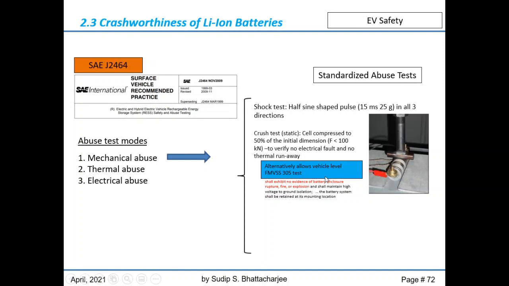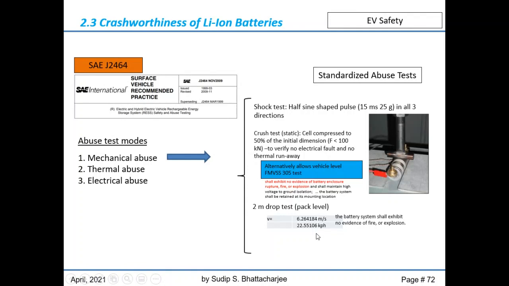It also gives an alternative way of verifying the system for a vehicle: run the FMVSS 305 test that I mentioned earlier. We know the 305 test does not say specifically what to measure in the battery in terms of mechanical deformability. It just talks about electrolyte spillage, electrical isolation, etc. So there is a big jump between the component level target and the vehicle level performance, and it is hard to link one to the other.